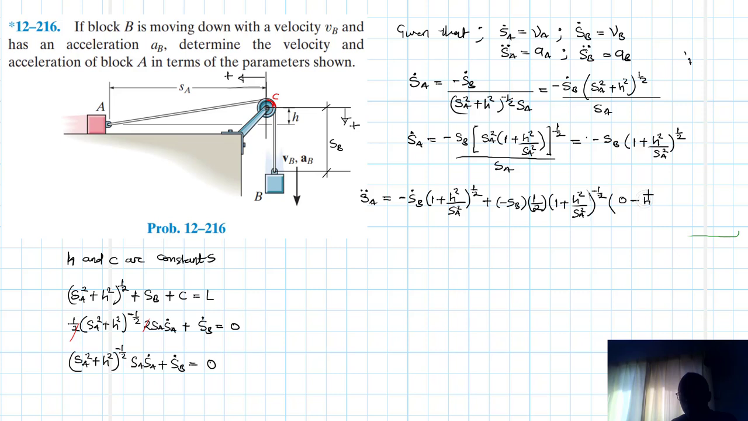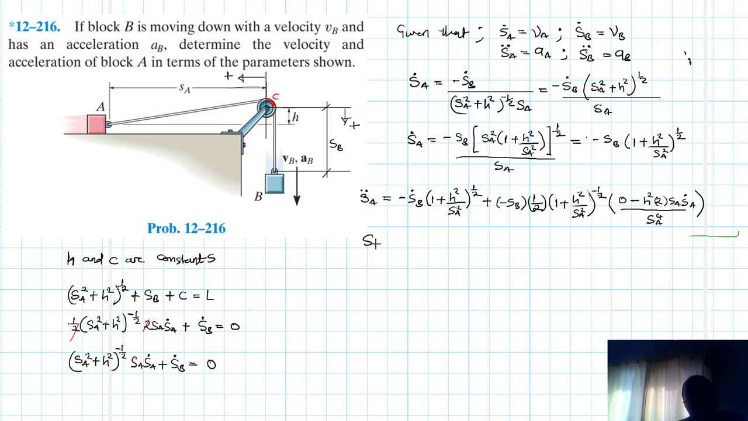minus H squared, then we have a 2 times SA, then SA dot. Everything over, with the quotient rule, remember, is SA to the power 4.